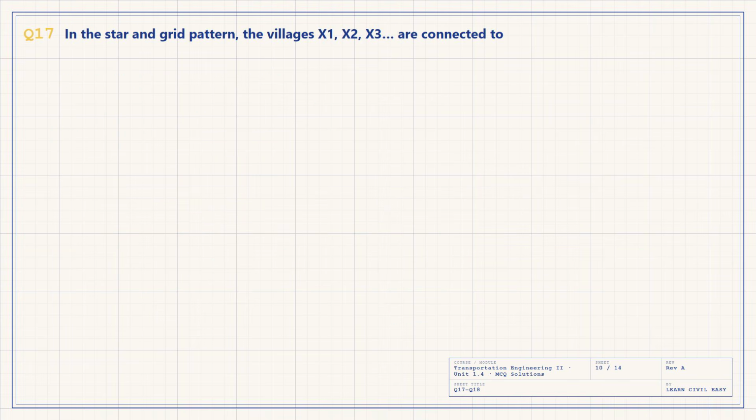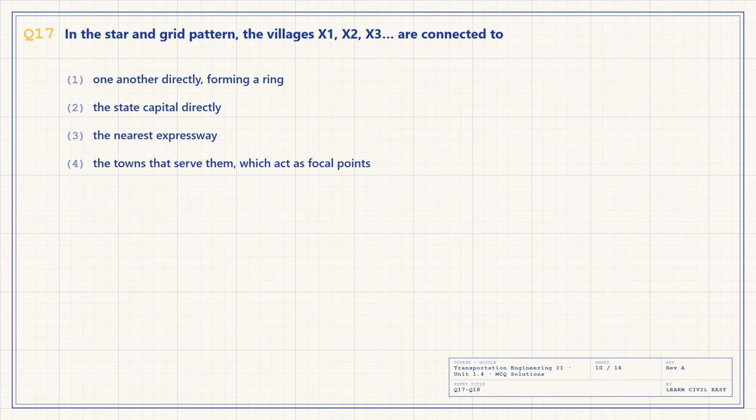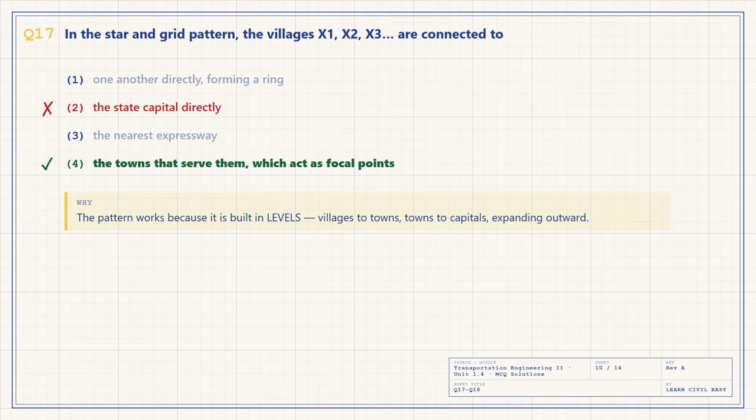Question 17. In the star and grid pattern, the villages x1, x2, x3 and so on are connected to option 4, the towns that serve them, which act as the focal points. Then those towns connect upward to the district headquarters or the state capital, and the whole thing repeats on an expanding scale. Option 2, connected to the state capital directly, is the trap, and it misses the entire idea. The pattern works because it is built in levels.